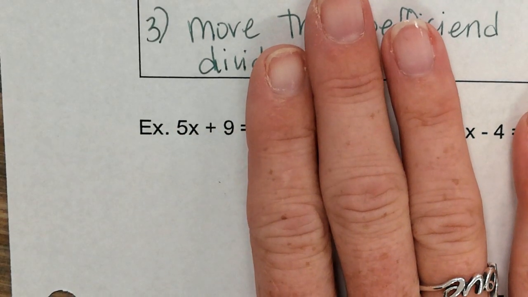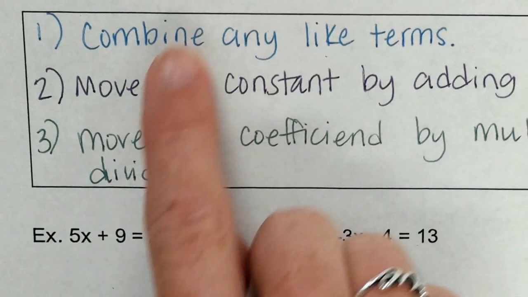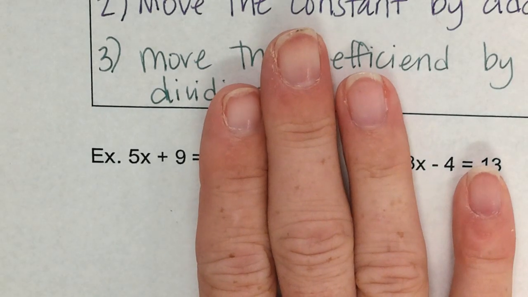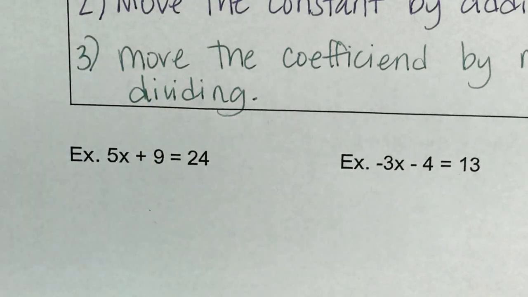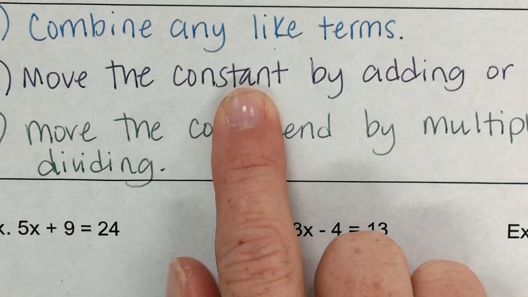And the 5. Yes? Now, we're going to go through and follow these steps. Are there any like terms that need to be combined on the left side of the equal sign? No. On the right side of the equal sign? No, so we skip that step.